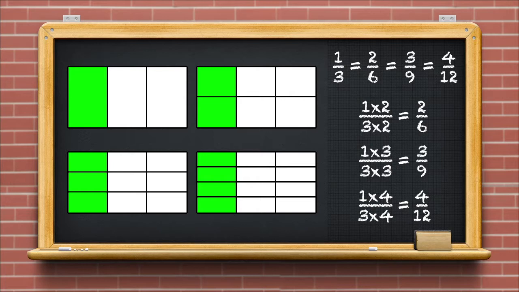Explain how a fraction series can be derived by multiplying the fraction with the same number in the numerator and denominator as we have just shown above. Because you are multiplying by 1, they are equal in value.